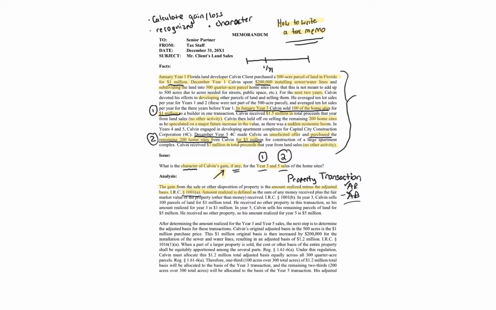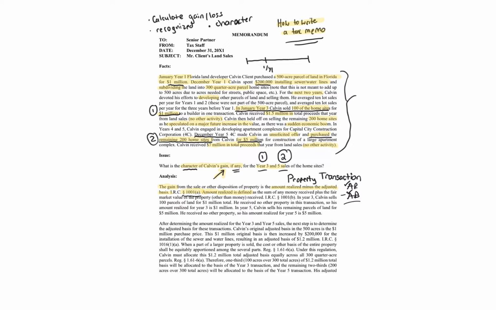So now we can kind of go into the facts. In year 3, our first transaction, January year 3, Calvin sells 100 parcels of land for $1 million total. That's what he sold it for. We're told in the facts $1 million. He received no other property in this transaction, so his amount realized for year 3, the two dispositions at issue, is $1 million. So we're just focusing on the 500-acre parcel, the 300 quarter acres. Yes, he has other income during years 3 and 5, but we're only focusing on the activities related to the 300 quarter acre parcel in this fact pattern.